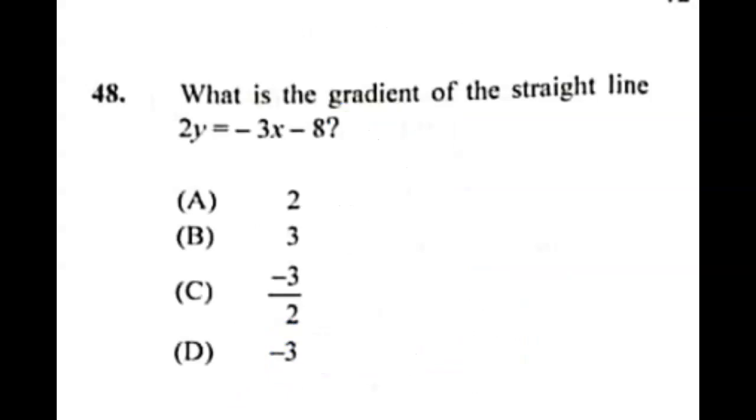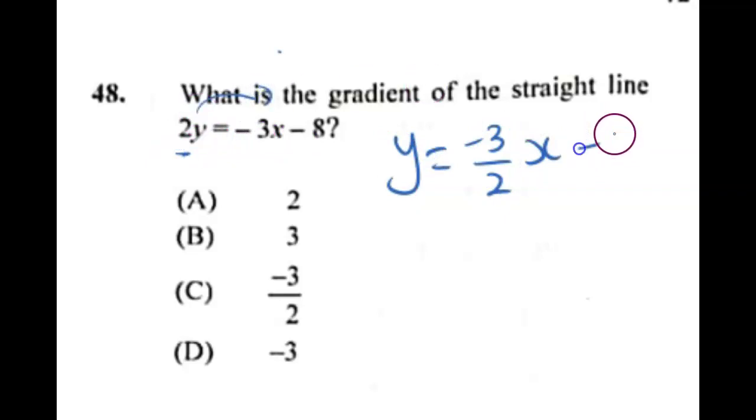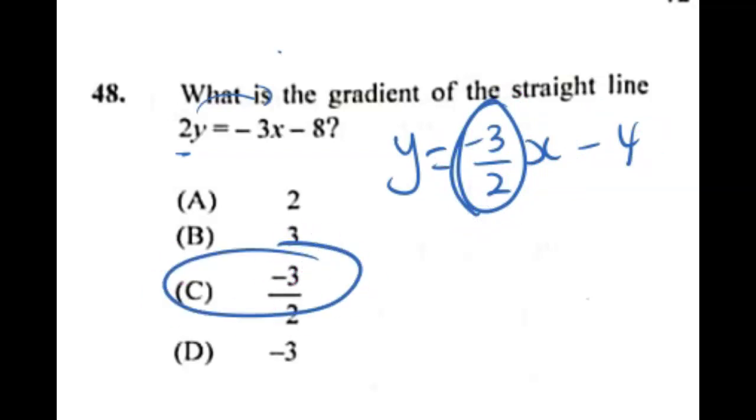Now, what is the gradient of this straight line? Lots of you might say, Miss, it's actually the value in front of x. Yes, it is once y is the subject of the formula. But y is not the subject. We actually have 2y as the subject of the formula. So let's make y the subject. I'm sending this 2 over to the other side. So I get minus 8 divided by 2, which is minus 4. So my gradient is actually minus 3 on 2. So that is the gradient.